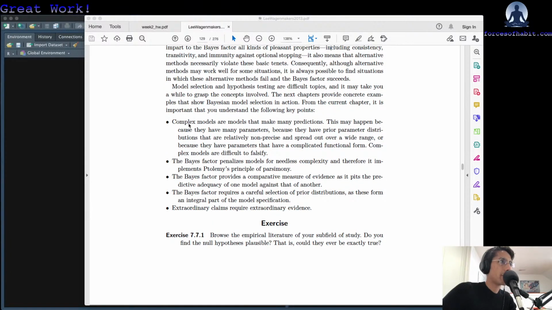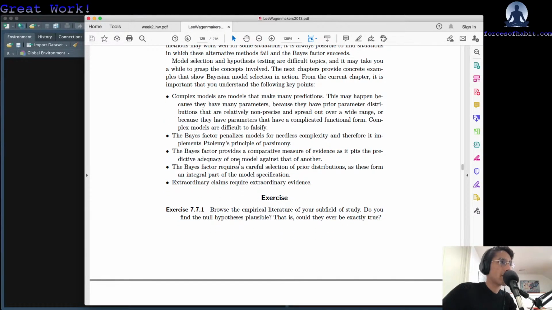So here are the main takeaways from the chapter. Models can be considered complex when they make a lot of predictions, they have broad priors, or their functional form is too complex. That means they can overfit the data, or what we observe, and thus those sorts of models are difficult to falsify. The Bayes factor, this ratio between models, is going to penalize models for these complex qualities. Thus, it is in correspondence with Occam's razor, or Ptolemy's principle of possibility, which is essentially the razor. So we want simplicity.